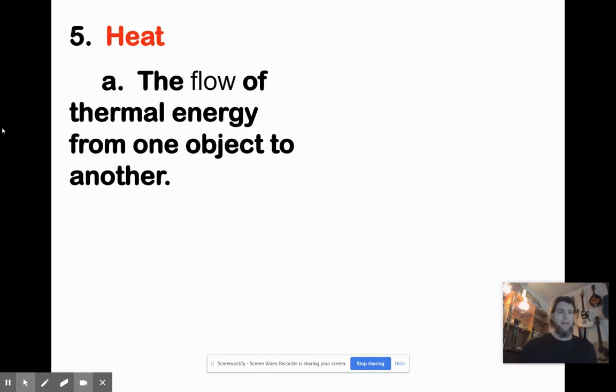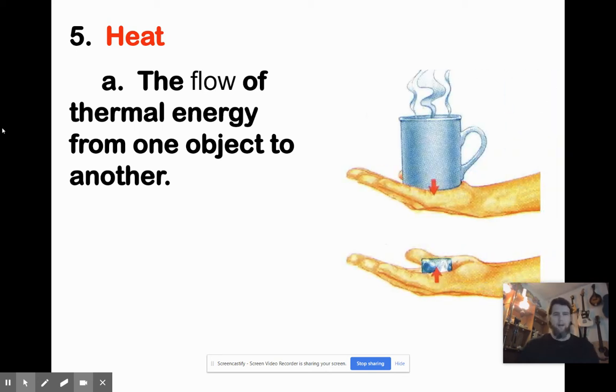All right, so with heat, we said it was the flow of thermal energy from one object to another. And so here, once again, is our discussion board question. You have that hot cup of coffee in your palm, and the heat by conduction is going from that mug.